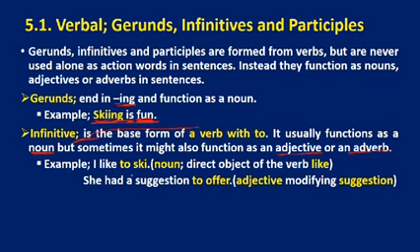For example, I like to ski. If ski came alone, like "I ski every day," ski is a verb. In the sentence "I ski every day," ski is a verb. But in "I like to ski," the verb has got an object. Who likes? I do. What do I like? To ski.